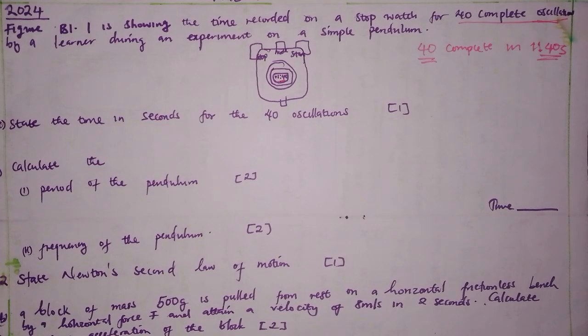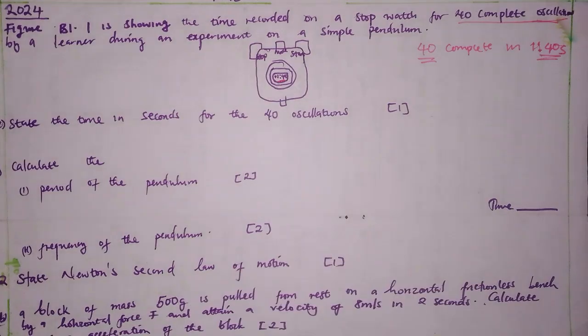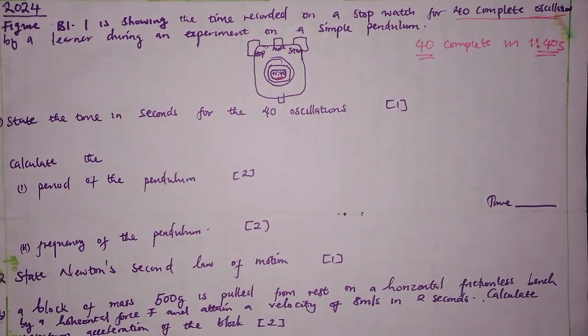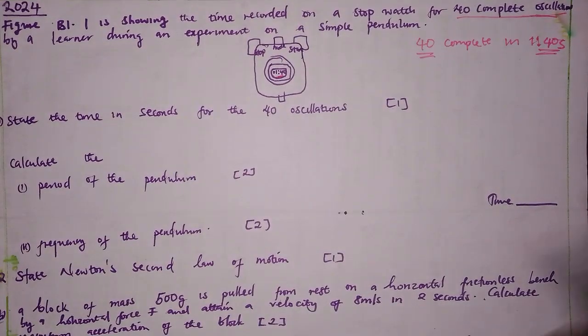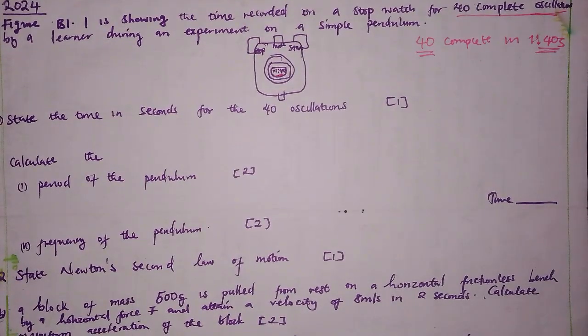So the first thing you need to do in physics, you have to collect data, understand what the question is asking you to calculate. So after understanding what the question is saying, let's read our first question. So our first question is saying state the time in seconds for the 40 oscillations. So the first question is quite simple. Why do I say so? Because you are only required to convert the time to what? To seconds. No need of calculation.